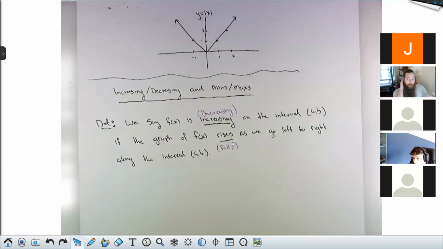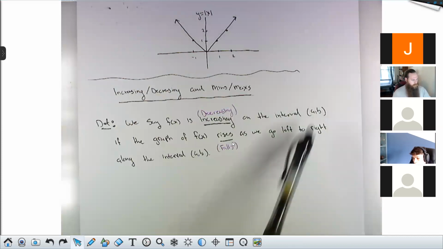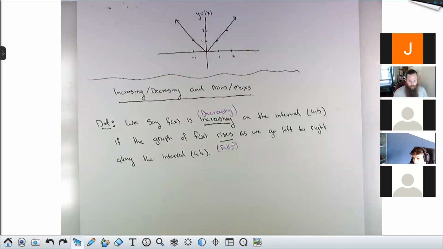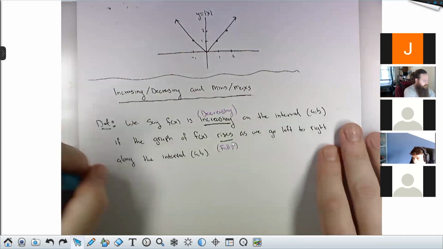So if you're going up as you go left to right, that's increasing. If you're going down as you go left to right, that's decreasing. The real important thing here is that we always use open intervals of x values to describe increasing, decreasing.